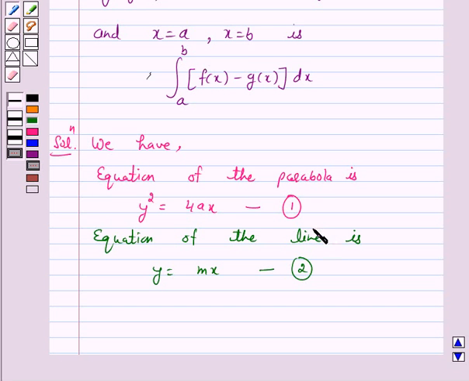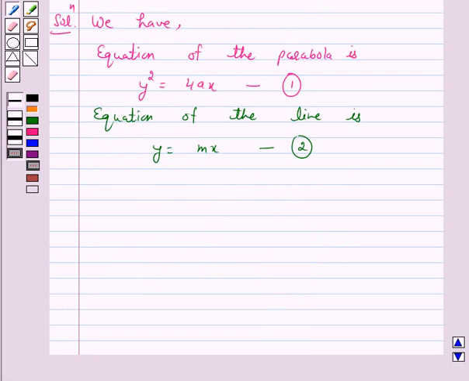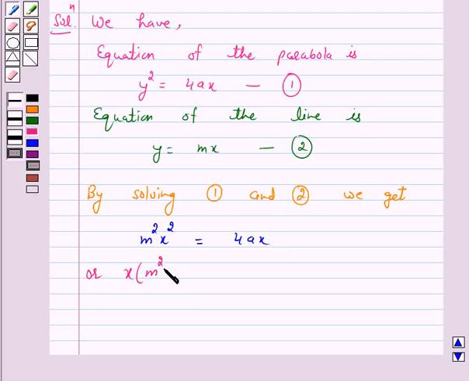Now we will solve equation 1 and 2 to find the point of intersection of these two curves. So, by solving one and two, we get m square x square is equal to 4ax, or x into (m square x minus 4a) is equal to 0. This implies x is equal to 0 or x is equal to 4a over m square.